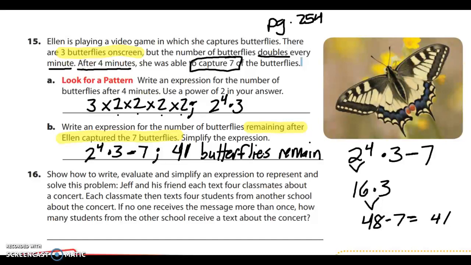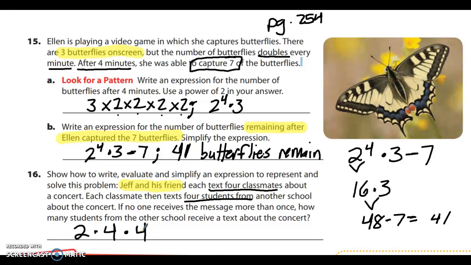It says Jeff and his friend. How many people is that? Jeff and his friend. That's 2 people. So it starts with a 2. And it says they each text 4 classmates. So if 2 people each make 4 texts, that's 2 times 4, that's 8. So we're going to start with 2 times 4. It then says that each classmate then texts 4 students from another school. So that's going to be times 4 again.